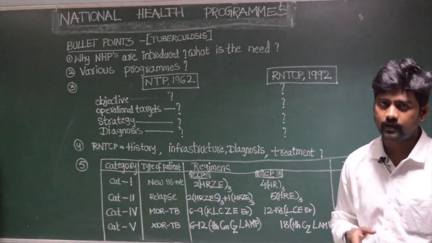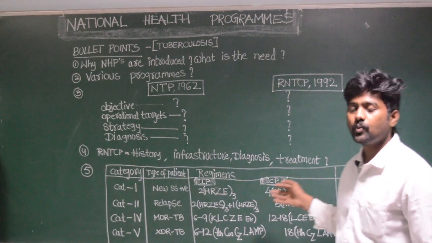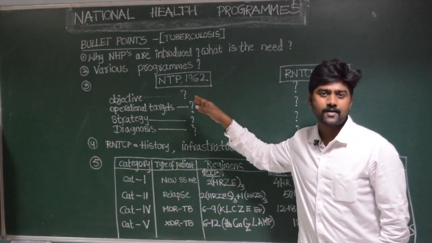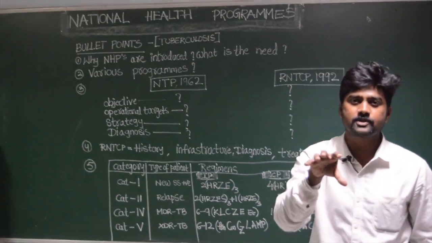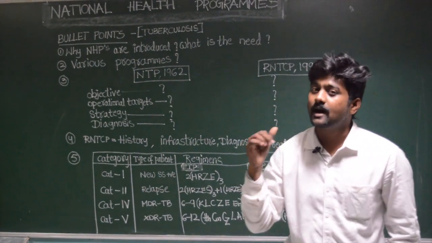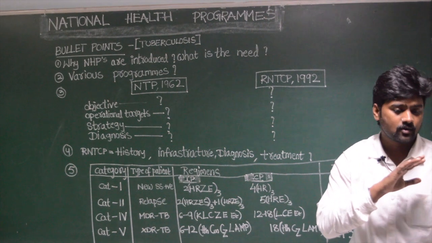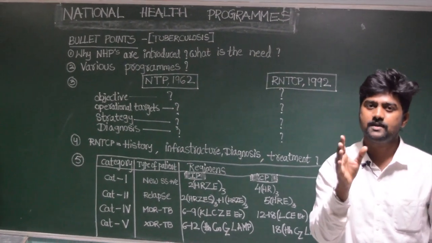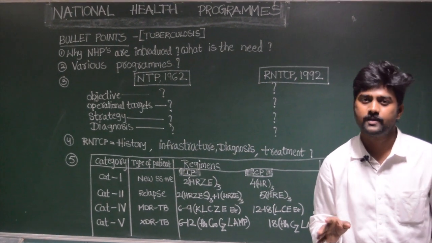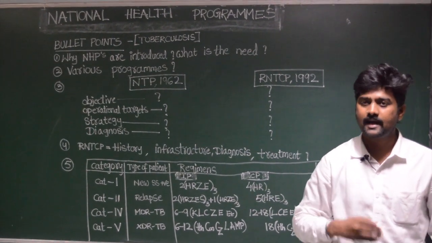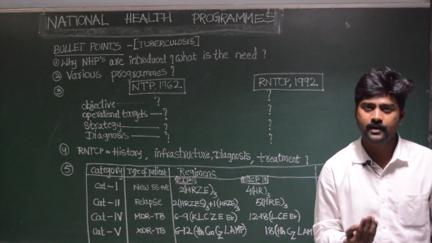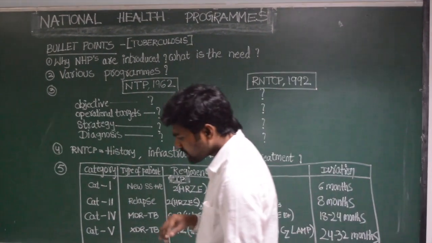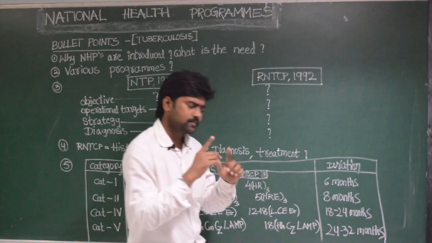And the final one, diagnosis. If you look at the diagnosis in the case of NTP, it is majorly based on X-rays. Whereas in RNTCP, it is not based on X-ray, but on microscopy, sputum smear microscopy, which is an enhanced and accurate method in the diagnosis of tuberculosis. Now, we have compared the two programs, right?